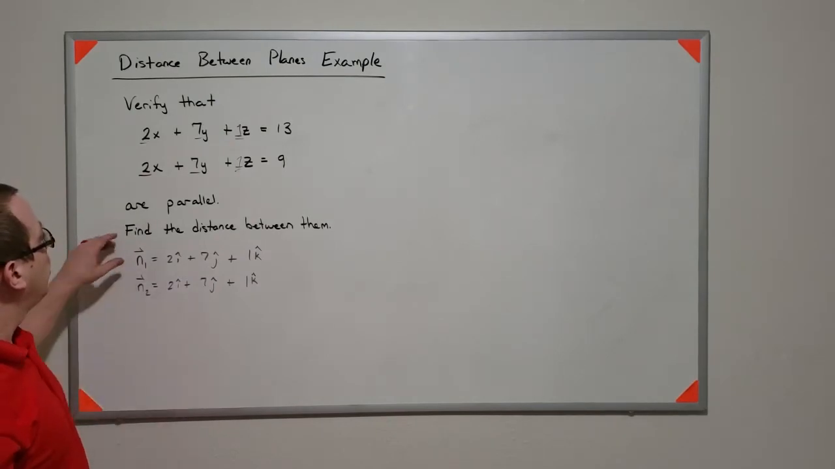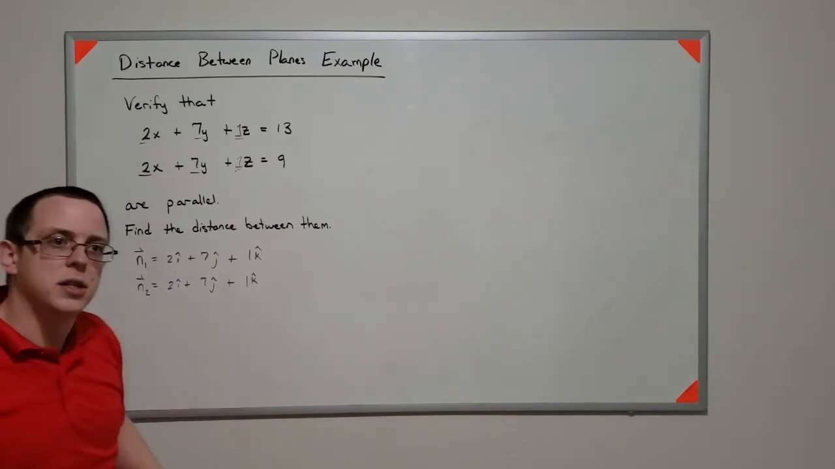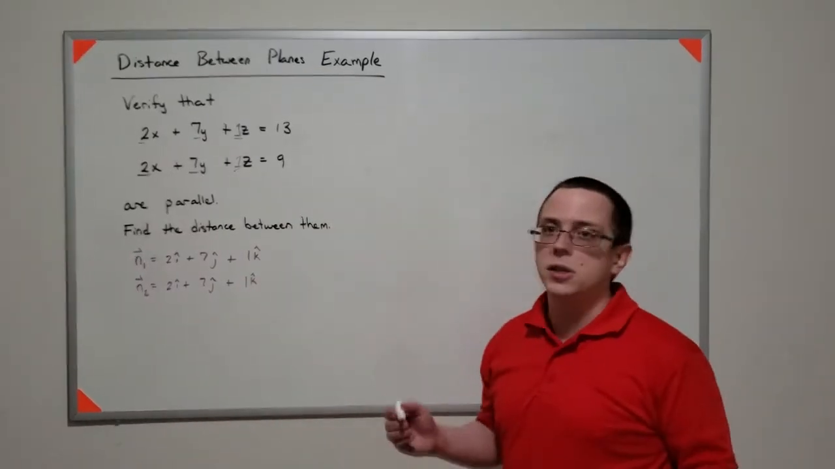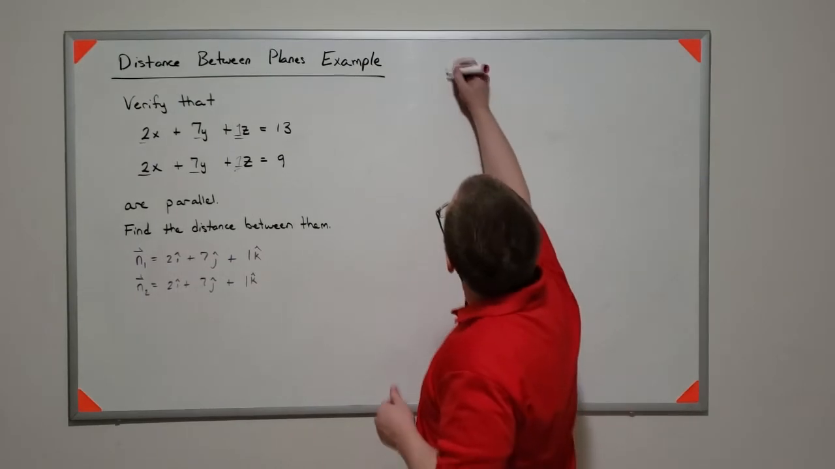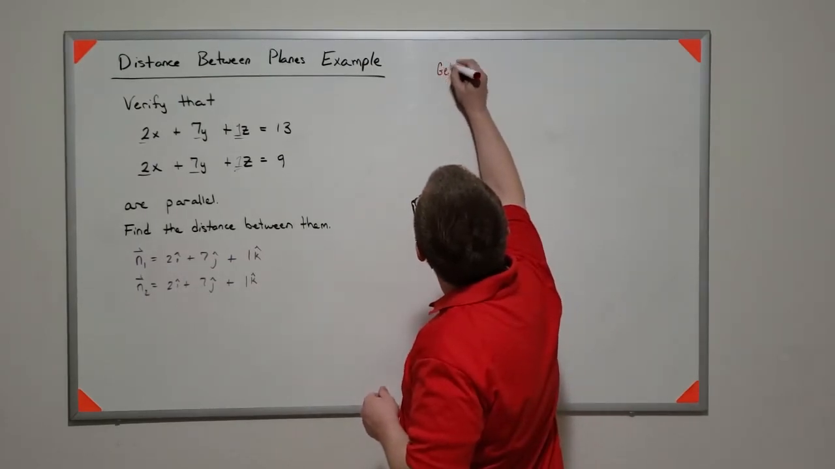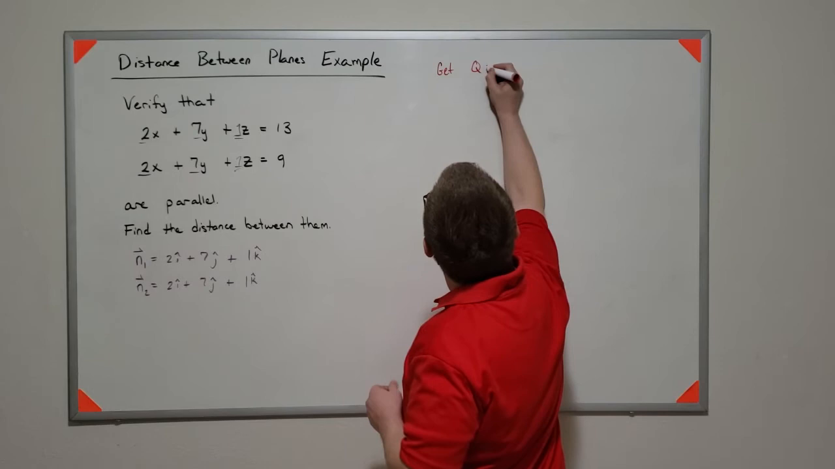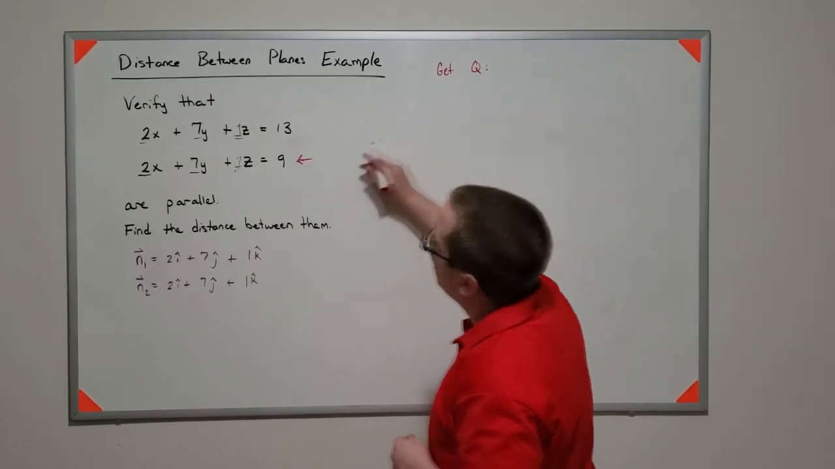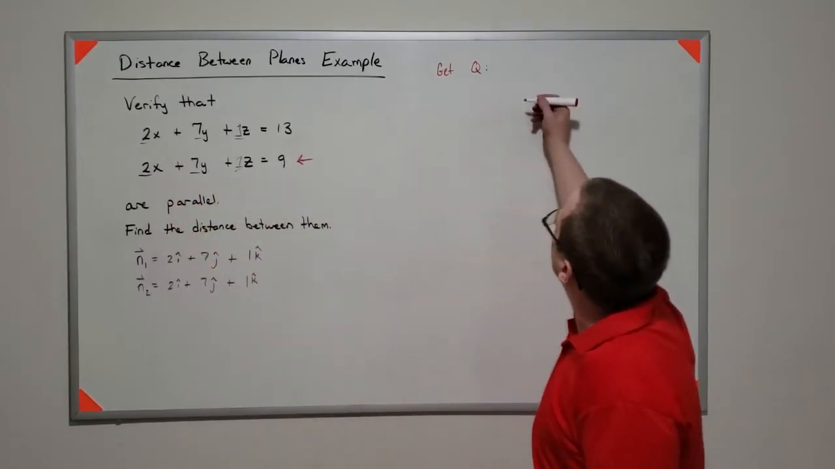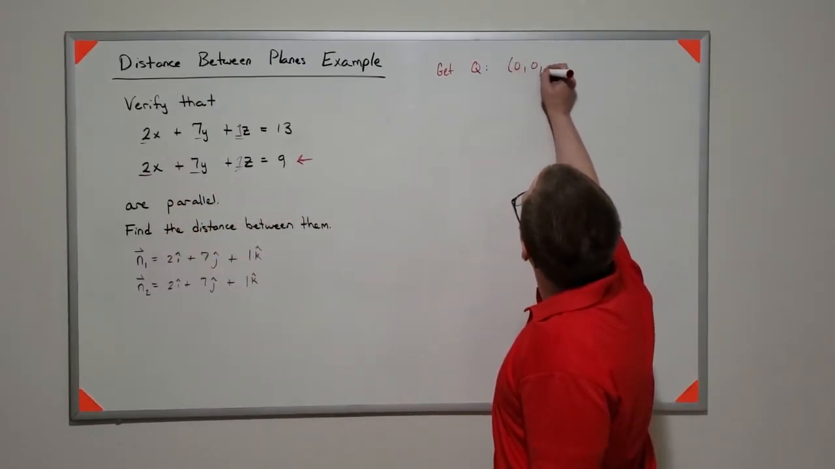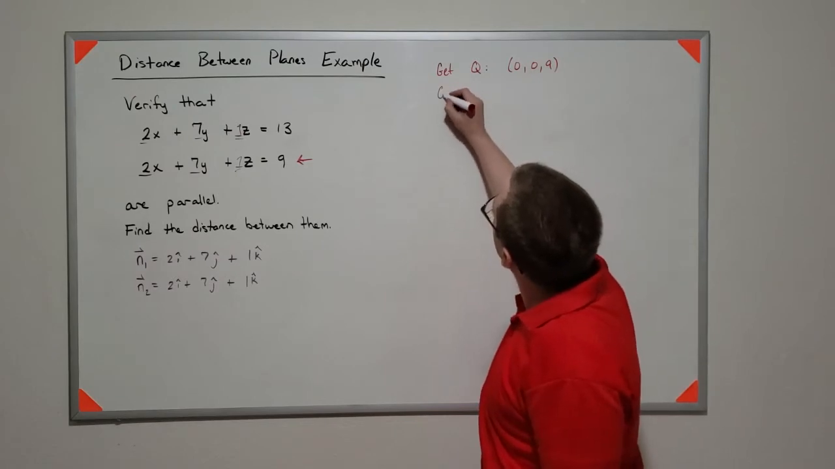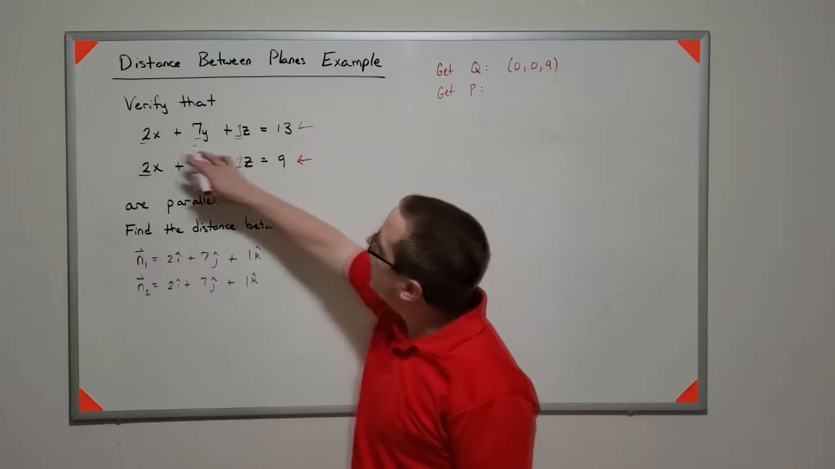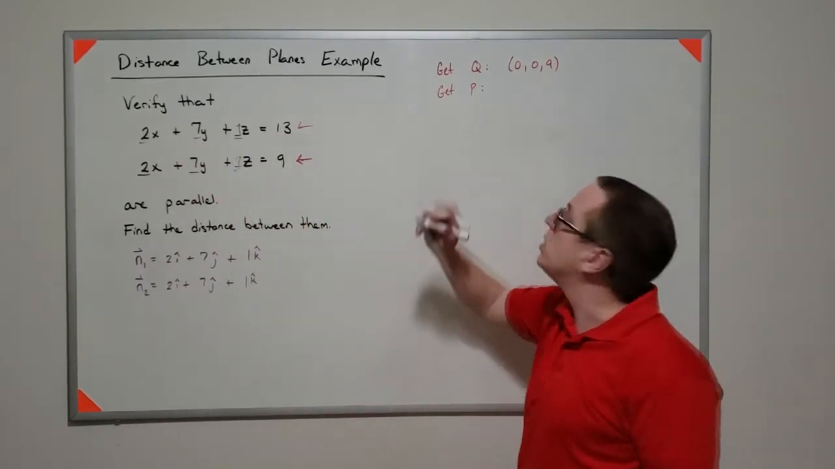Okay, well, since we know that, let's find the distance between them. So if you remember, the way that we would find the distance between them is we first get the point Q. Let's get that from this plane. Well, if I set x and y to 0, I get 0, 0, 9. And then now I'm going to get P. If I set x and y to 0, I get 0, 0, 13.